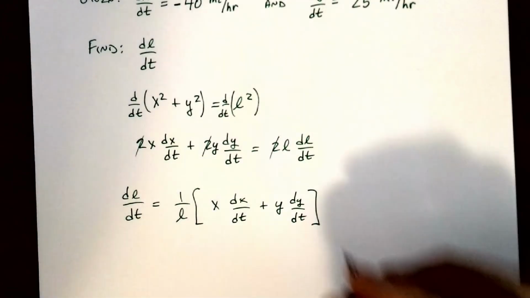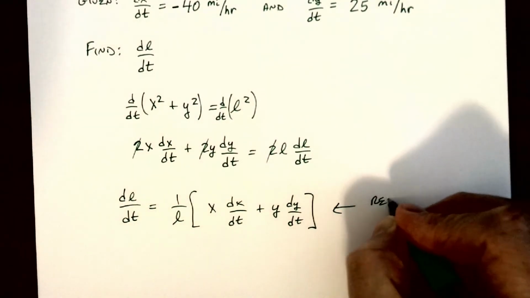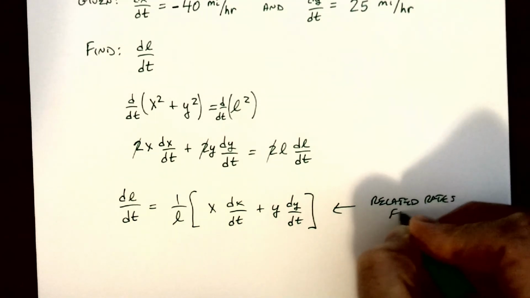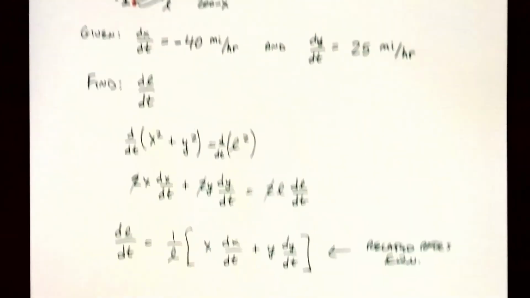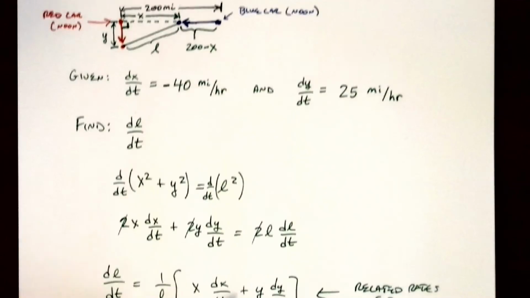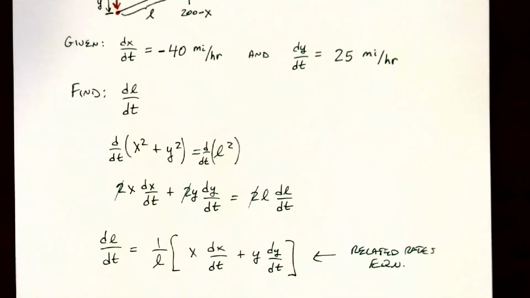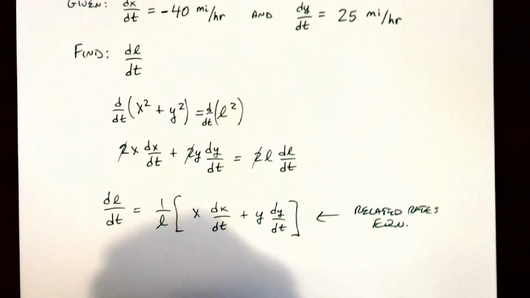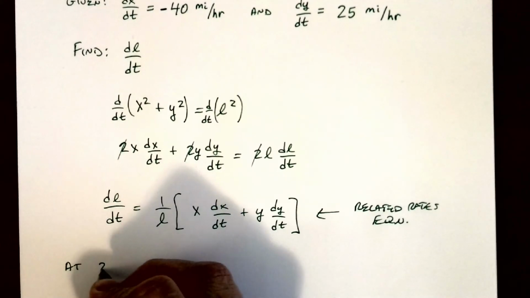And there's my related rates equation again. Now, in this particular problem, we are asked to find dL/dt, the rate of change of the distance between the cars, right? At particular times, we're asked to find it at 2 p.m. and 4 p.m. Remember, the initial setup was at noon. So what's happening at 2 o'clock?